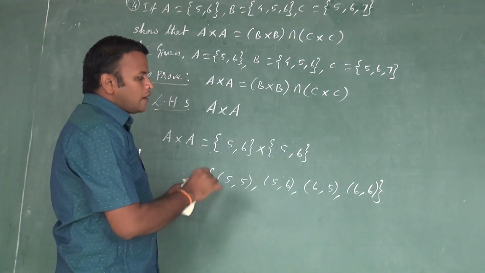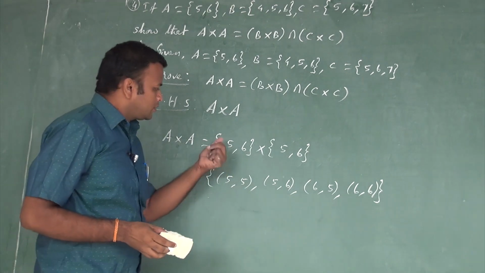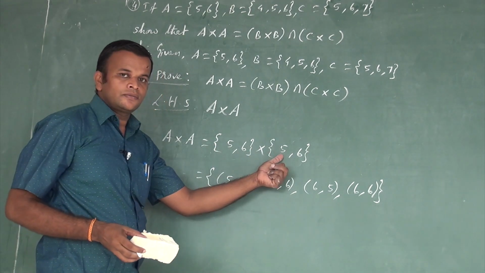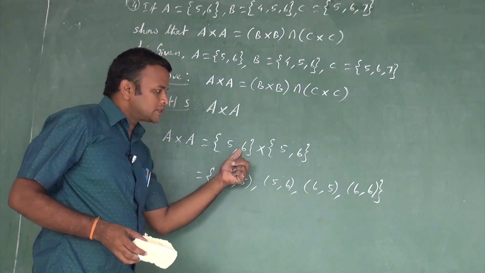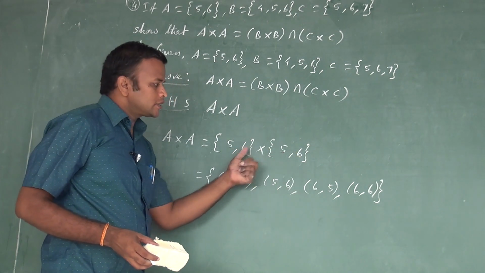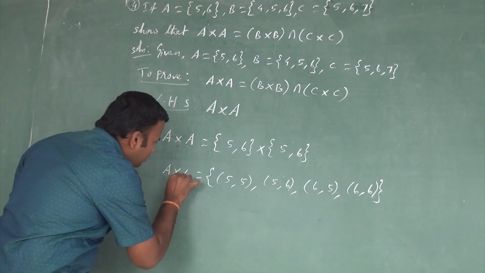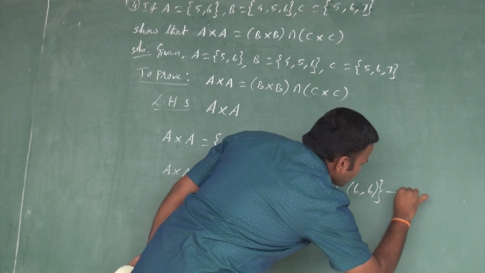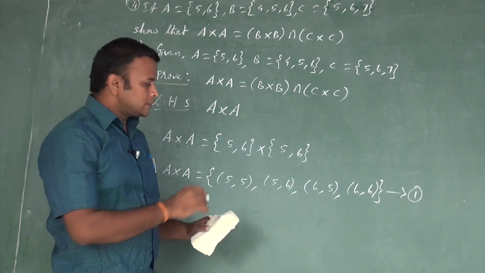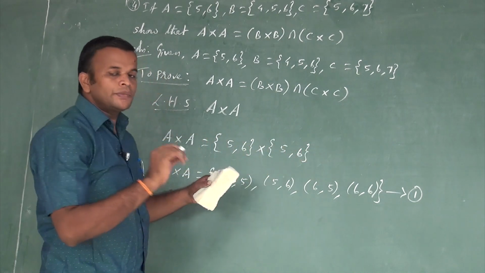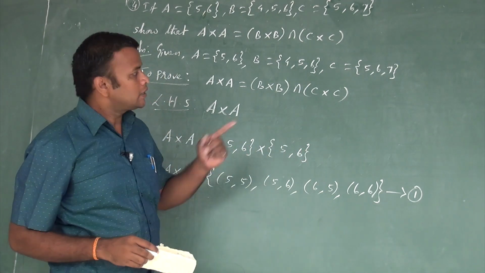So to write all possible ordered pairs, I recall again: 5 comma 5, then 5 comma 6, then 6 comma 5 and 6 comma 6. So this is the value of A cross A. We put it as equation 1. Now we check whether the same ordered pairs come in the RHS also. What is the RHS? That is the right hand side.